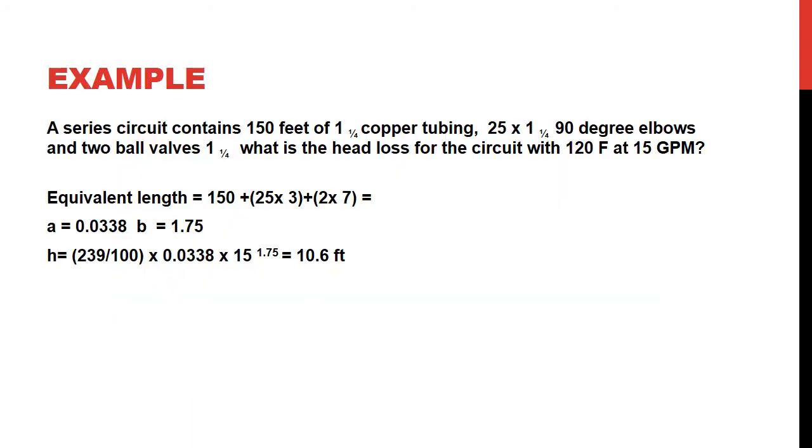This is an example. Let's look at this example and see what will happen. Series circuit, 150 feet. Okay, let me erase this. 150 feet of 1¼ copper tubing, 25 1¼ 90 degree elbows, 2 ball valves, 1¼ pipe. What is the head loss for the circuit with 120 Fahrenheit and 15 GPM?